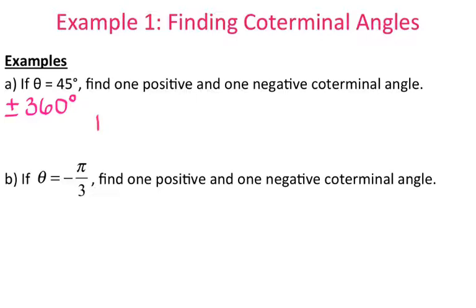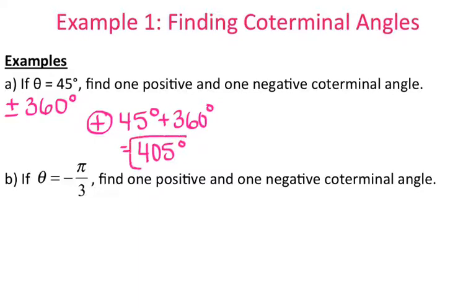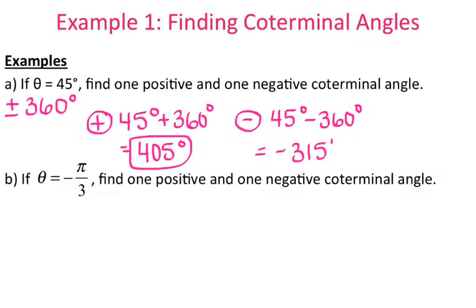The first one I'm going to do is a positive coterminal angle. So I'm going to take 45 degrees plus 360 degrees, and that gives me 405 degrees. So I have a positive coterminal angle of 405 degrees. For a negative coterminal angle, I'm going to start with 45 degrees again and subtract 360, because again I'm taking away a full rotation. So 45 minus 360 is negative 315 degrees.